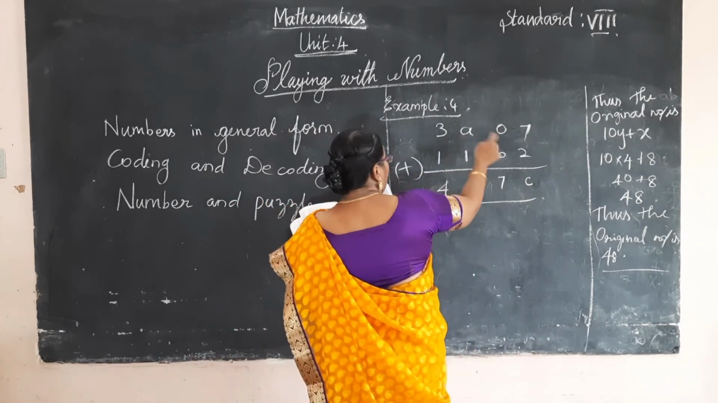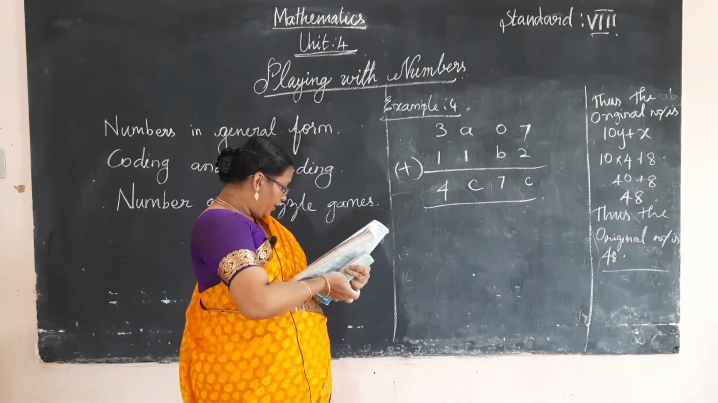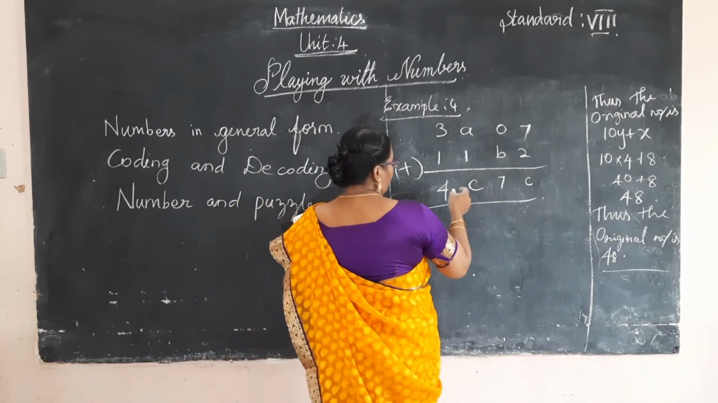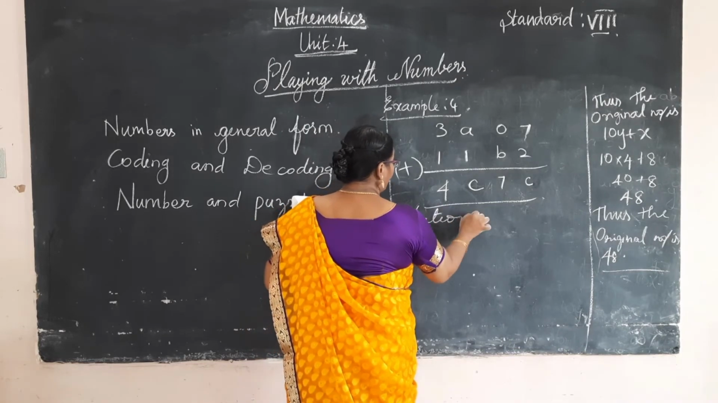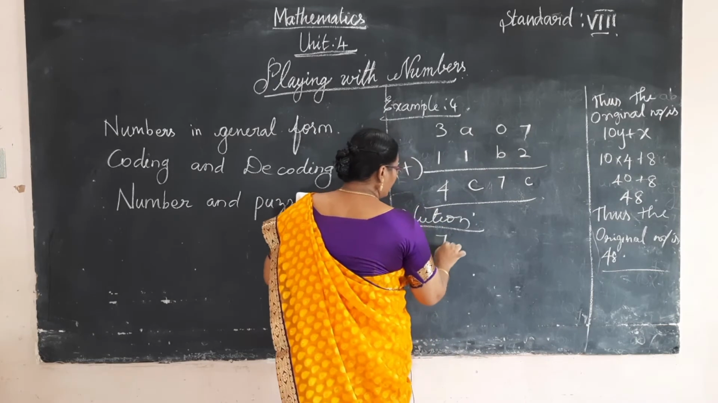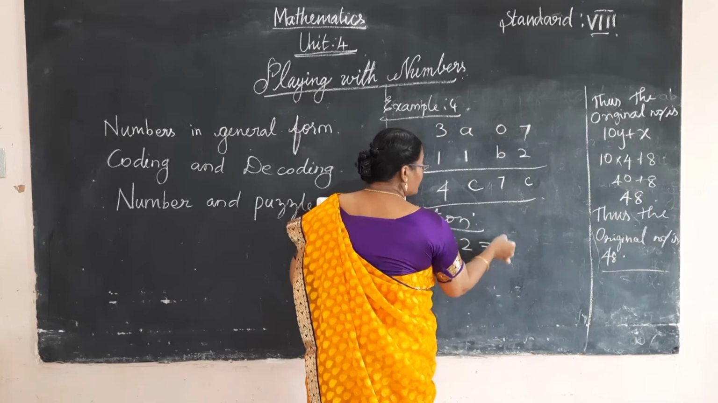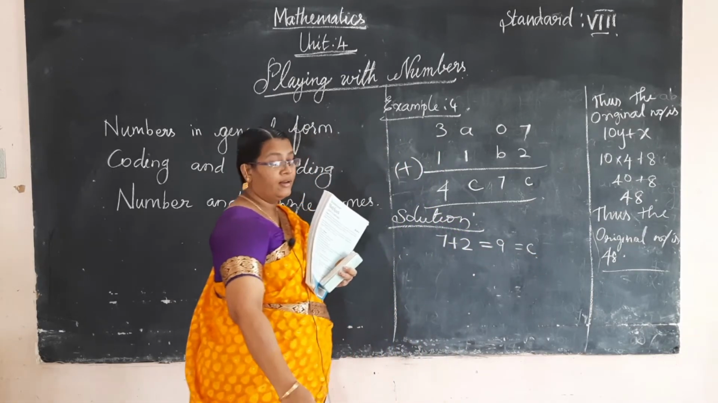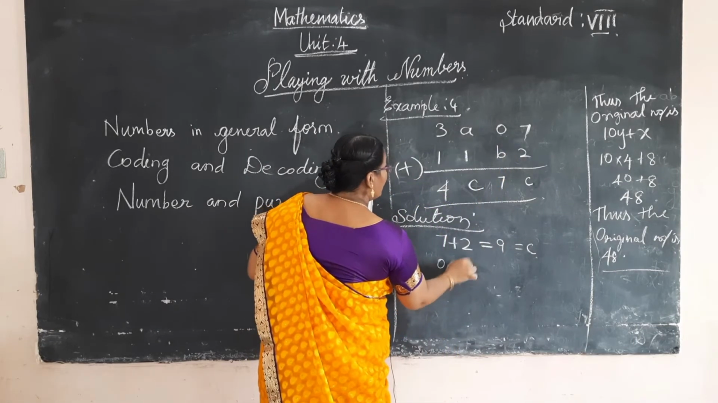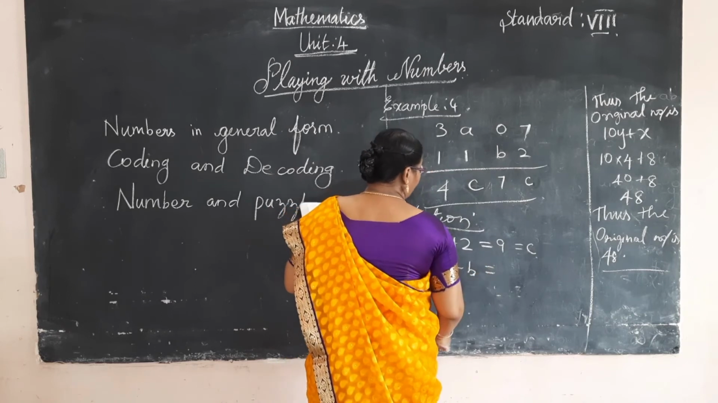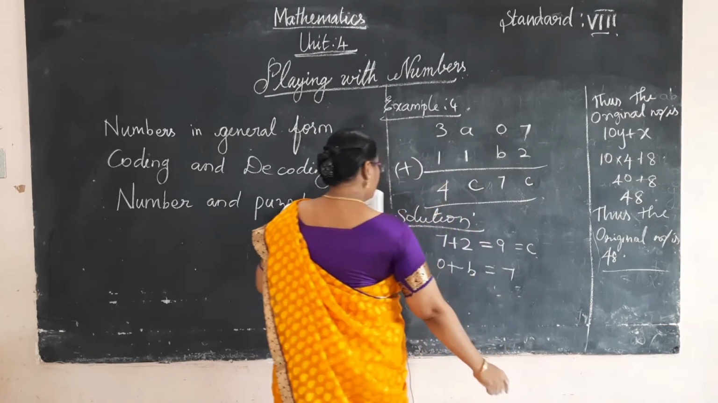So here we have to find out the A, B, C values. So how can you find? So add. Clearly the addition is given. See, add means 7 plus 2. What we get? 9. So what is the value of C? 9. So here next one, 0 plus B is equal to 7. 0 plus B equal to 7.